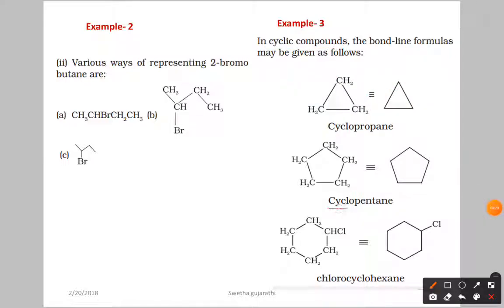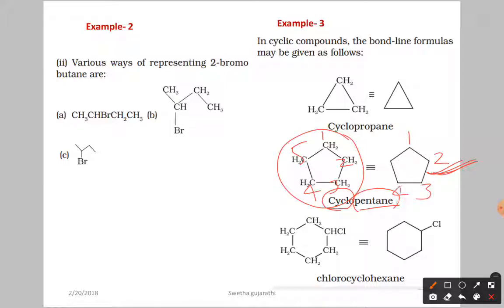Next we have cyclopentane. Cyclo means ring, pentane means 5 carbon atoms. Now here you see 1, 2, 3, 4, 5. Okay, this is the representation. If you go for the bond line structure, here this is a pentagon. If you write the pentagon in organic chemistry, that is indicating what? Cyclopentane. So first carbon, second carbon, third, fourth, 5. Okay, each corner indicating one carbon.